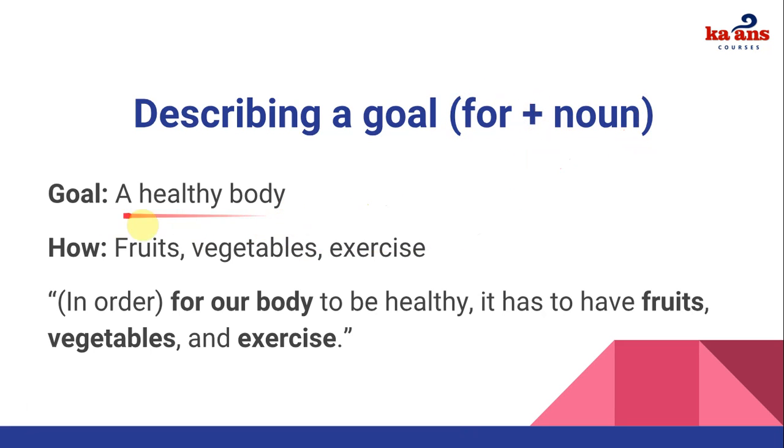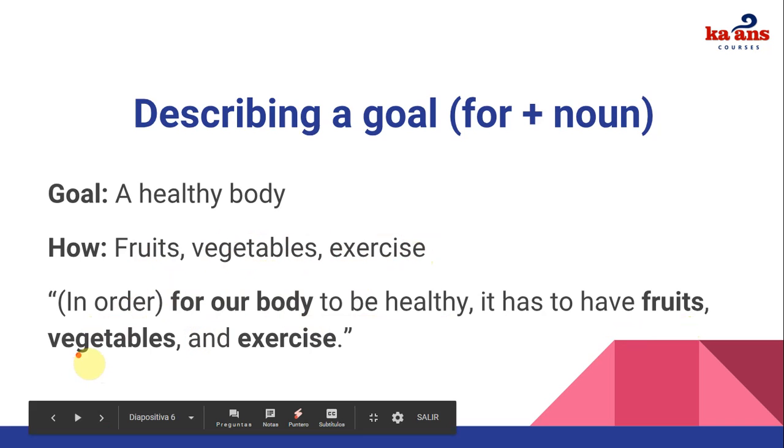Okay, and we have another example here, the same, using for and a noun. For example, a healthy body. Okay, so this is not an action, again, this is a noun, body, a healthy body. How are you going to achieve that goal? Well, you need to eat or have fruits, vegetables, and exercise. Okay, so you would say something like, in order for our body to be healthy, it has to have fruits, vegetables, and exercise.